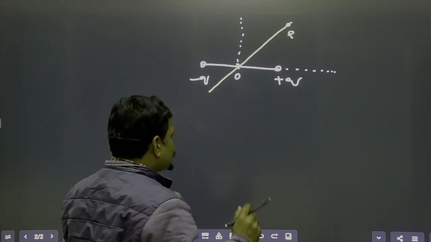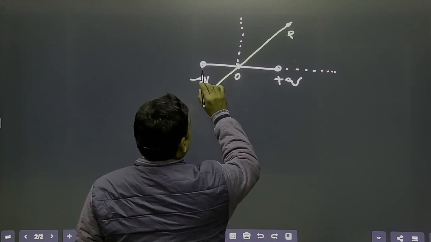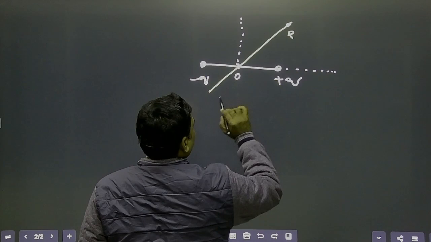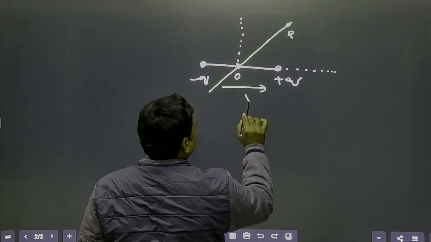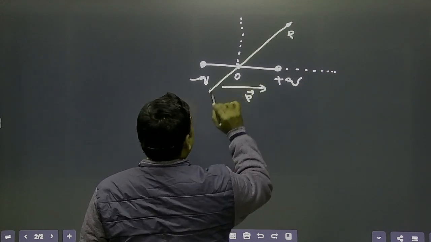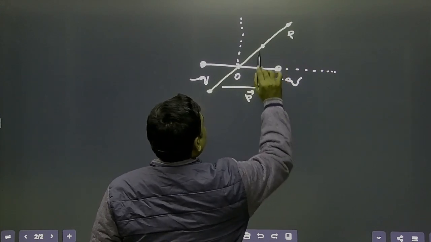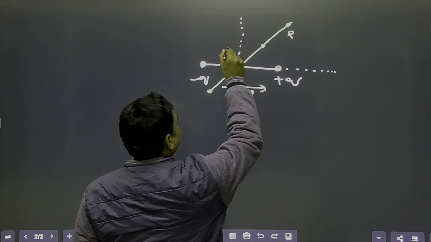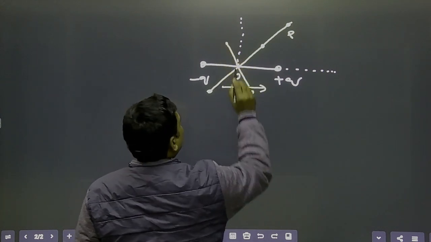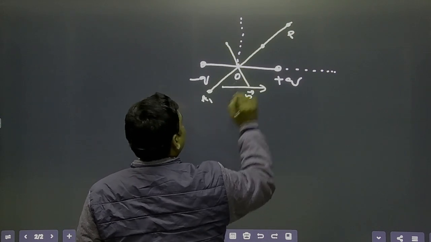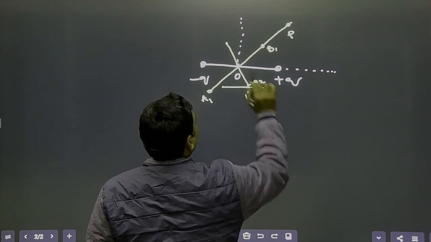Suppose this is a dipole, so the dipole moment direction will be from negative to positive. This is the direction of P. In this case, we can split the dipole moment into its two rectangular components, along these lines A1 B1 and A2 B2.